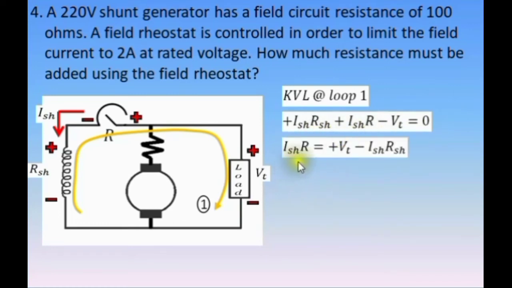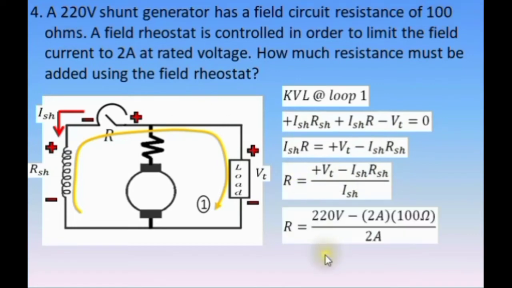Therefore we have ISH times R equals the terminal voltage minus ISH times RSH. Cross multiply the shunt field current to the other side of the equation. We have the resistance of the field rheostat equals the terminal voltage minus ISH times RSH, divided by ISH. The terminal voltage is 220 volts, shunt field current is 2 amperes, and shunt field resistance is 100 ohms. Substitute those values. We have 220 volts minus 2 amperes times 100, divided by 2 amperes. The answer is 10 ohms.